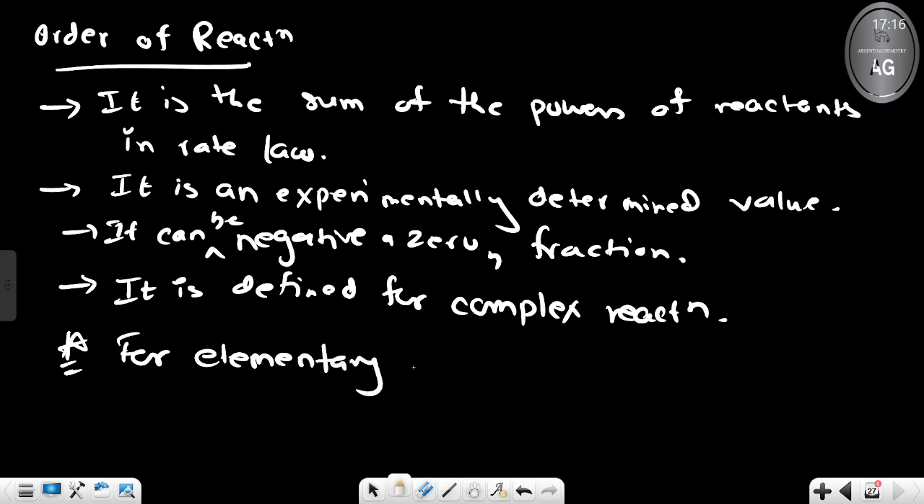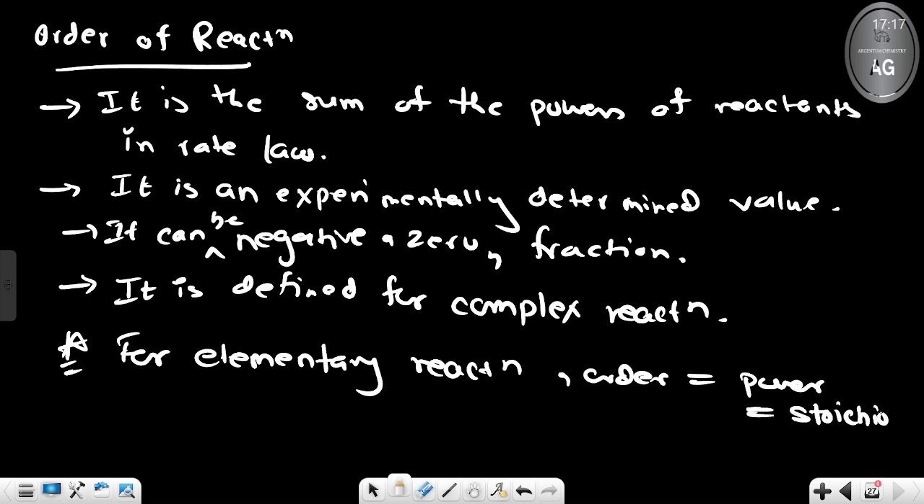For elementary reaction, order equals power equals stoichiometric coefficient. Okay. For elementary reaction, whatever is the stoichiometric coefficient, that will be the order of that particular reactant. Clear? But only for elementary reaction. For any other type of reaction, that is a complex reaction, it is not defined.